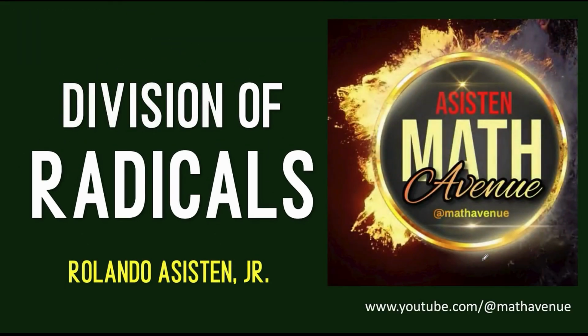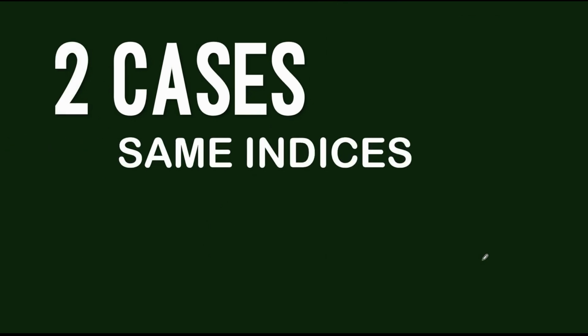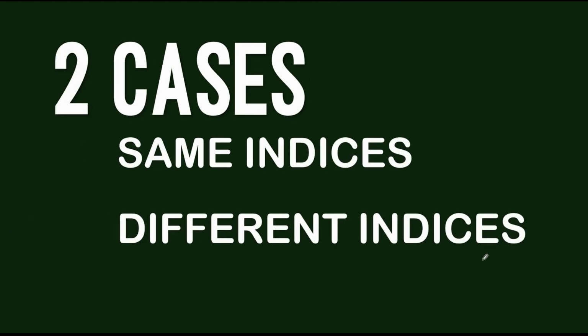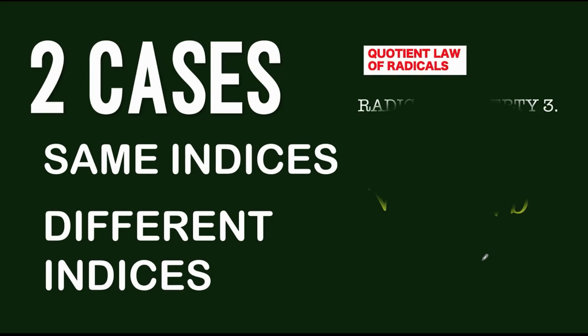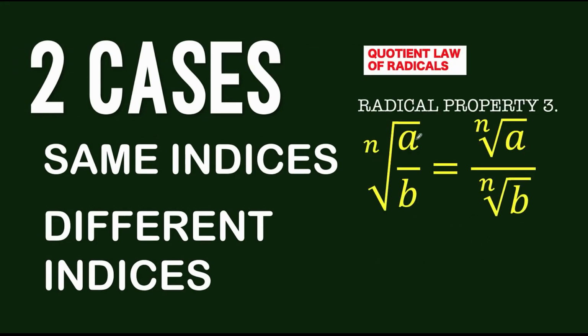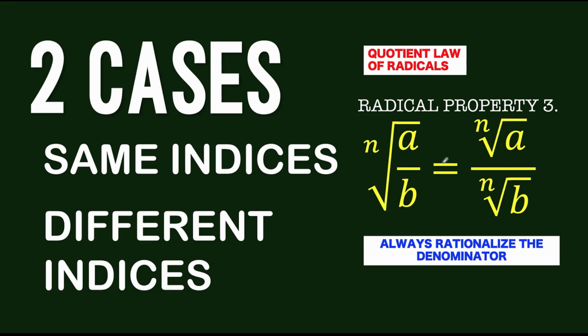Now at this point, let's proceed to division of radicals. Again, for division of radicals, there are two cases as well. One is when you have the same indices. The second one is when the indices are different. And for both cases in division of radicals, we are going to use the quotient law of radicals that says the nth root of a over b is equal to the nth root of the numerator over the nth root of the denominator. Don't forget to always rationalize the denominator. This is very, very important.